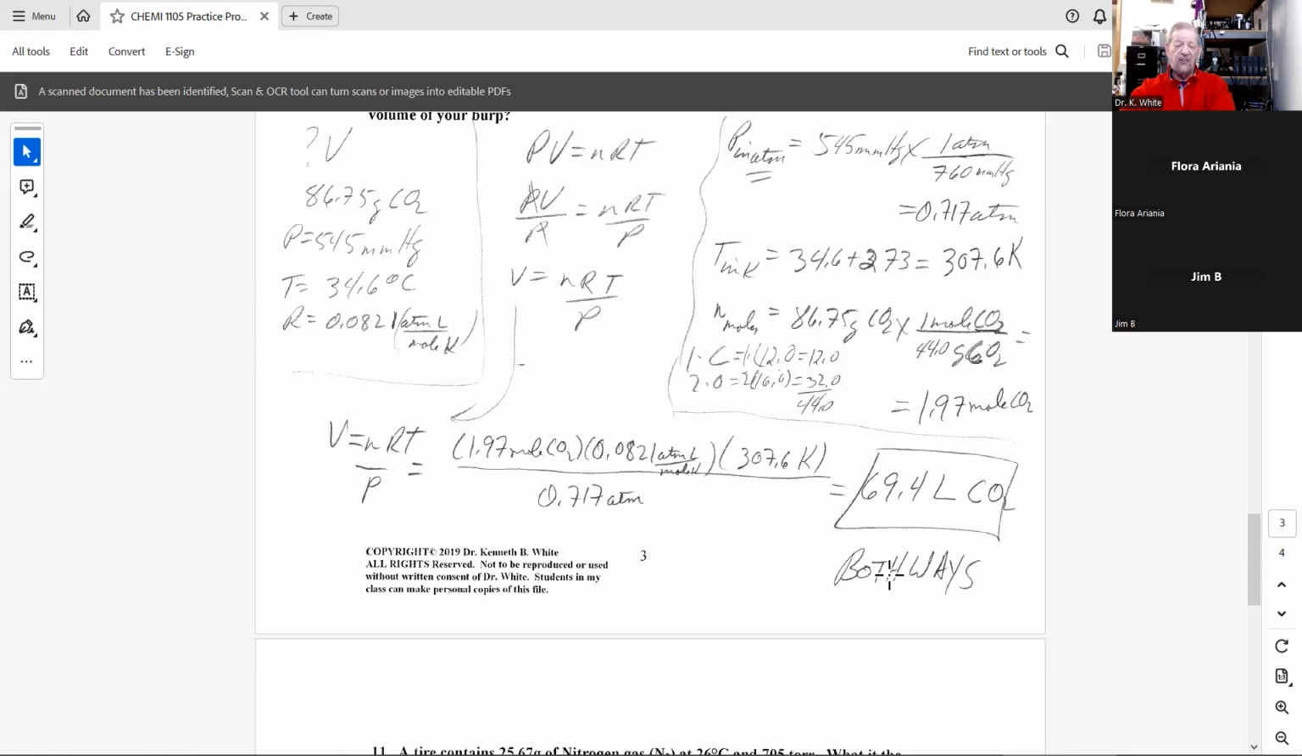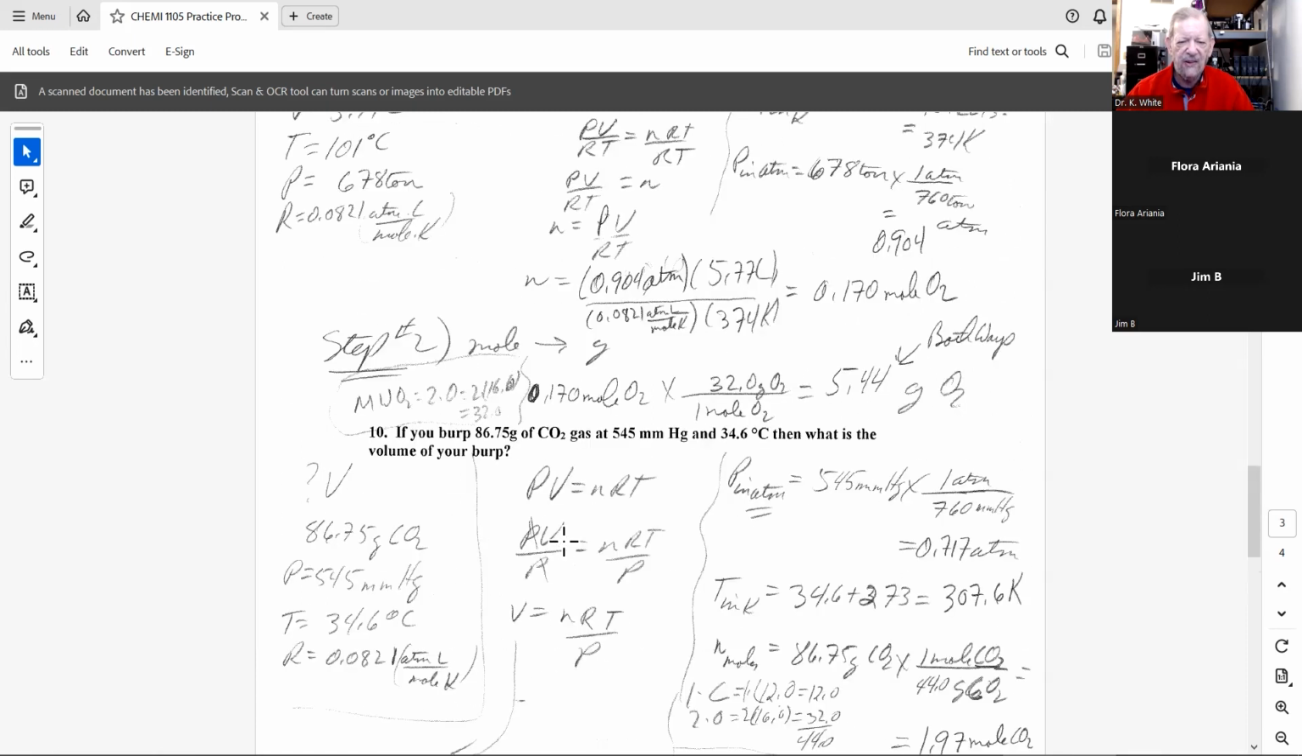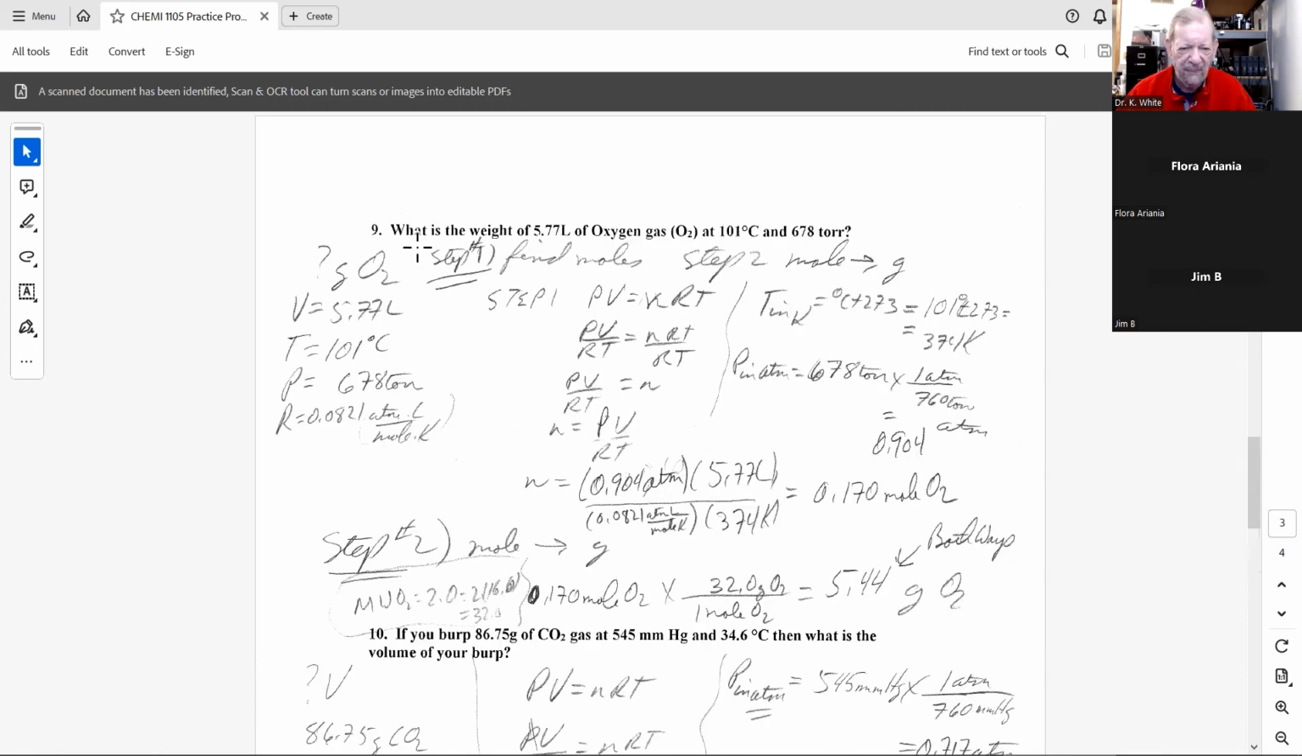Now, this is a fictitious number because I don't think your lungs can hold almost 70 liters of CO2. You know, those 2 liter bottles, you'd need 35 of those for that burp. Ooh, almost.